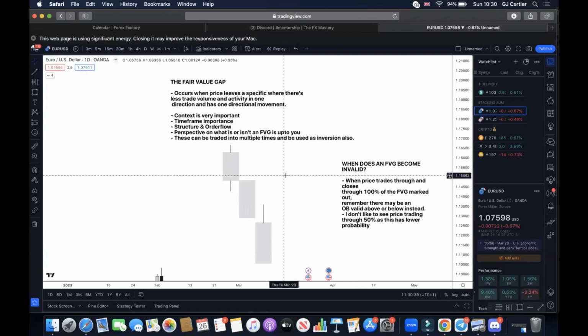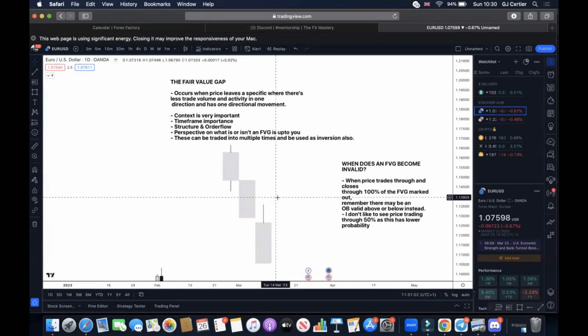The perspective of an FVG is really up to you. Many people believe that sometimes you can have a wick on this, you can, but just know that the strongest type of fair value gap is when we have zero wicks on either side of the candle, then a wick to the left and a wick to the right. These can be traded into multiple times and used as an inversion level also.